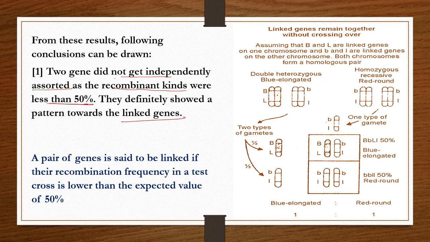Now let's see why the 50% appears here. Linked genes remain together without crossing over, which means no crossing over has occurred. If you recollect, in the previous video we gave the types of linkage: complete linkage and incomplete linkage. In complete linkage, there is no crossing over.